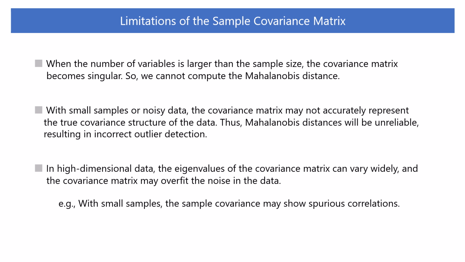Third, in high-dimensional data, the eigenvalues of the covariance matrix can vary widely, and the covariance matrix may overfit the noise in the data. The concept of eigenvalues will be covered later. Here, let me explain this point by a simple example. If two variables are uncorrelated in the population, the covariance matrix should reflect this. However, with small samples, the sample covariance may show spurious correlations between these two variables.